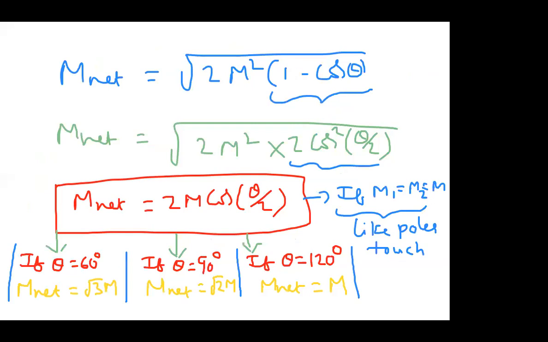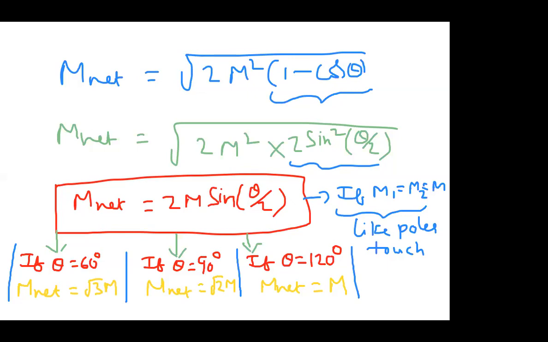1 minus cos theta is nothing but 2 sine square theta by 2. Remember, 1 plus cos theta is 2 cos square theta by 2, and 1 minus cos theta is 2 sine square theta by 2. From trigonometry, we have those expressions. So if you substitute those terms here, what will we get? 2m sine theta by 2.